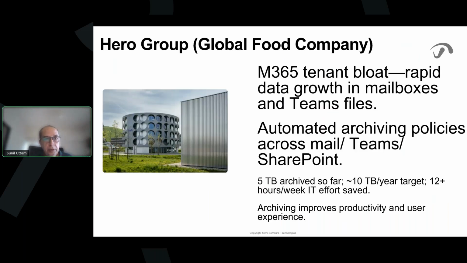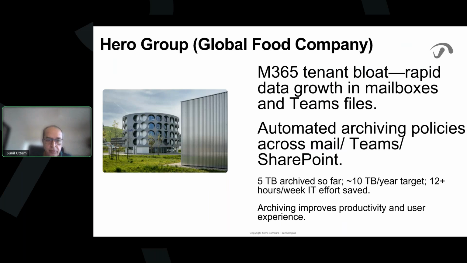This is a global food company, Hero Group, right? And this is not the same as the Hero Corp of India. This is a food company, right? They were having a Microsoft 365 tenant bloat, which means mailboxes and Teams files were growing rapidly. Too many discussions, too many email flows, too many CCs, BCCs, and all those kind of things, right? So what they did was they automated the archiving for these data sources and kept the retention. So they reduced the tenant size, but they kept the historical data offsite.